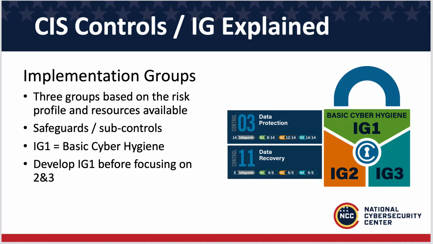Brief explainer of the controls and the implementation groups. So you have implementation group 1, 2, and 3. Within each control, you have a certain number of safeguards. As you can see here, control number 3 has 14. Control number 11 has 5 safeguards. Within each of those controls, the safeguards are broken up by level of priority. So implementation group 1 are those safeguards you should tackle first, then go to 2, then go to 3.